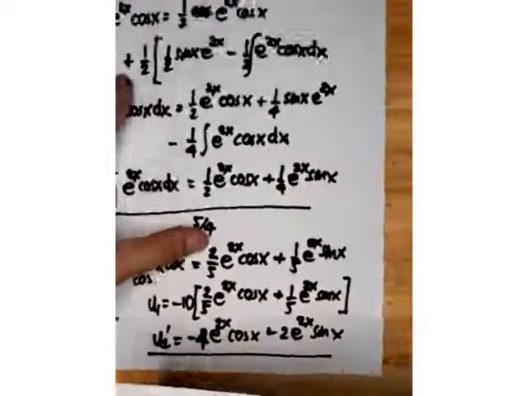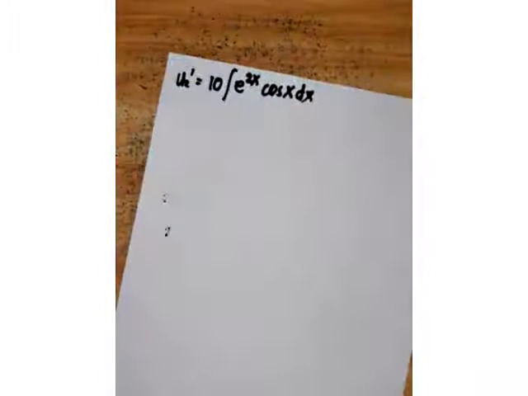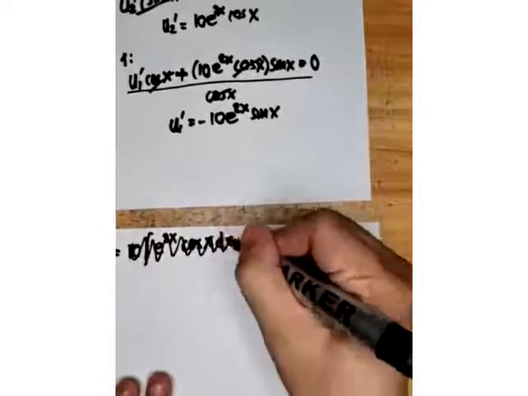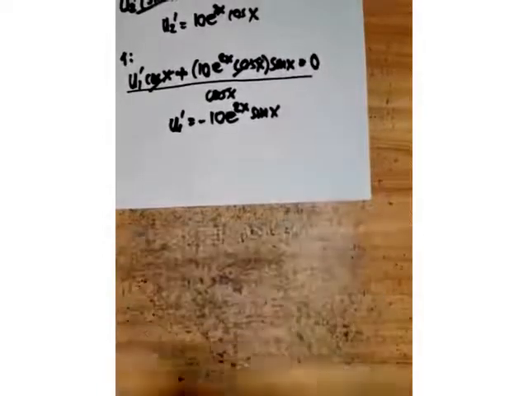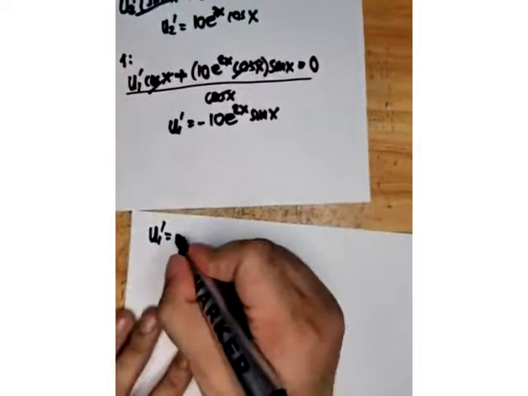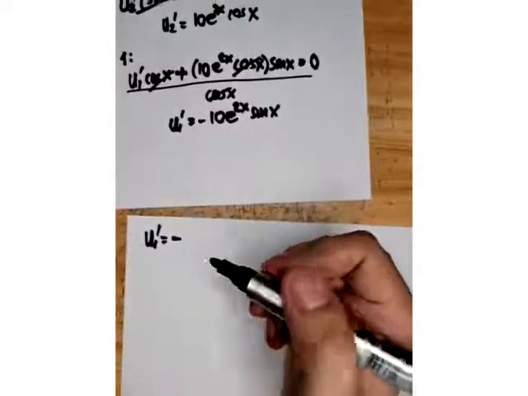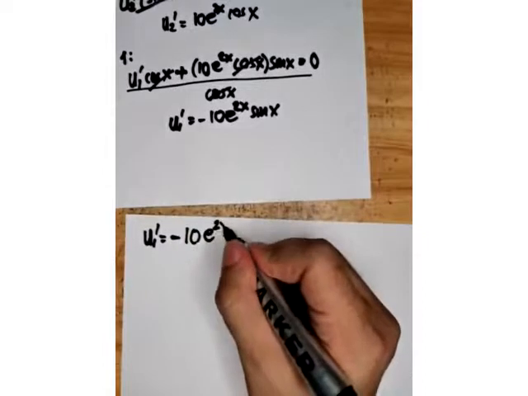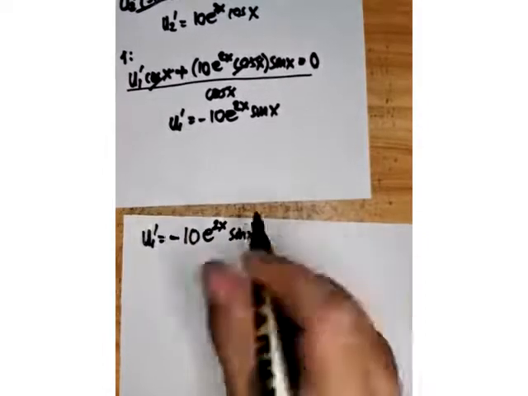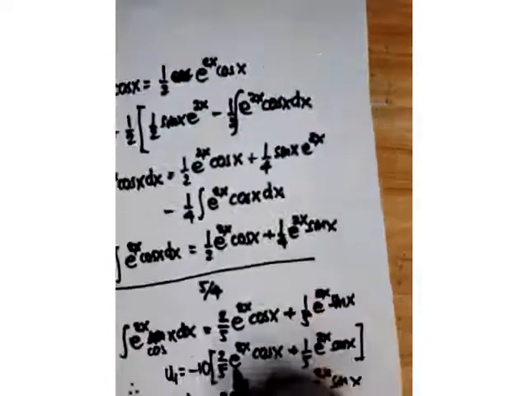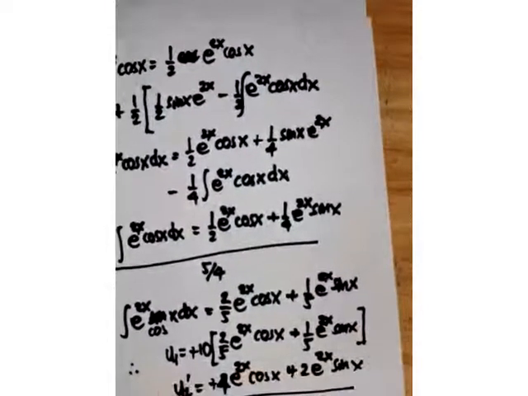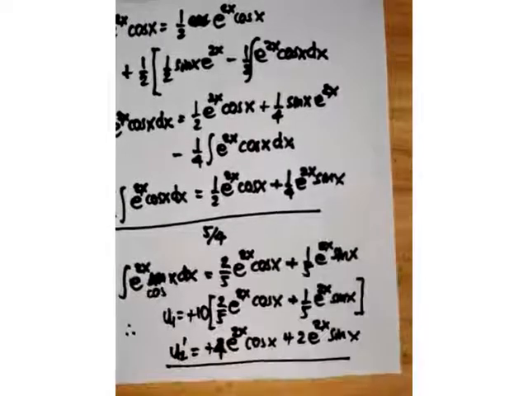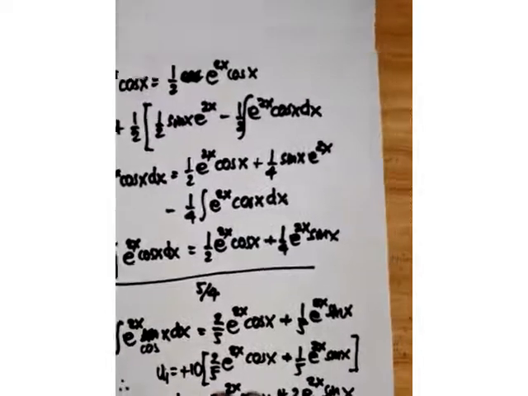Now let's go to U1. Our U1 is this one, the one with the negative sign. So let me erase this. Our U1 prime is, it's actually negative, no, positive, right? e raised to 2x, negative 10 e raised to 2x sine x. So what we had earlier should be positive. Yes, it's positive. Nobody told me that I copied it wrong.